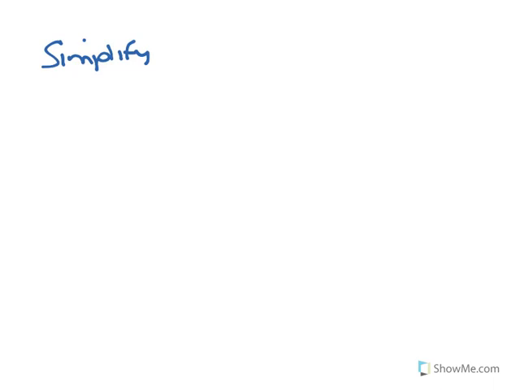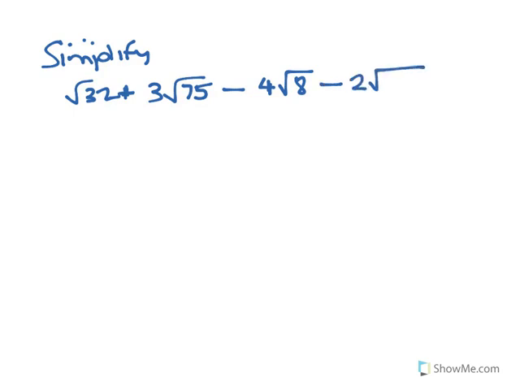Just simplify. Alright, so let's go. Root 32 plus 3 root 75 minus 4 root 8, and let's go minus 2 root 48. Okay, let me simplify those then.